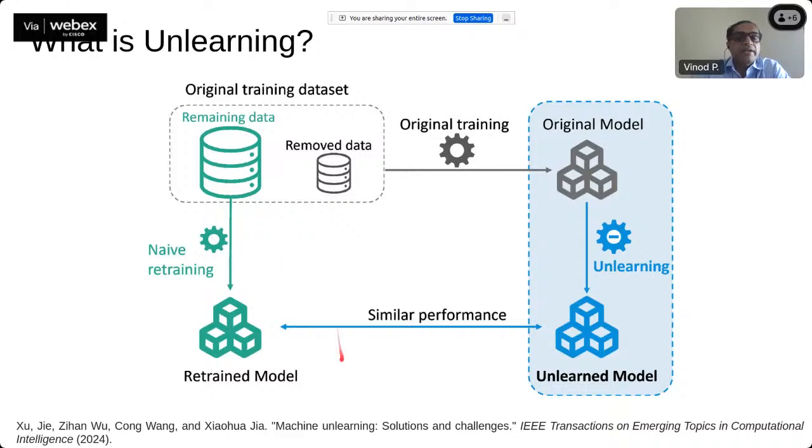If you are further interested to read about machine unlearning, you can go through the paper Machine Unlearning: Solutions and Challenges, which appears in IEEE Transactions on Emerging Topics in Computational Intelligence.